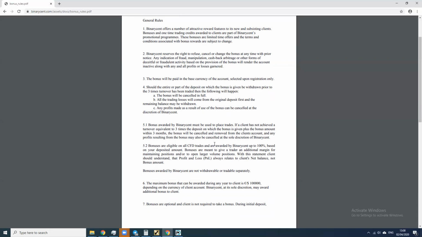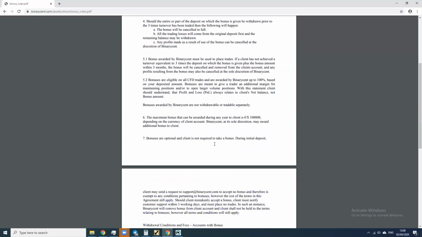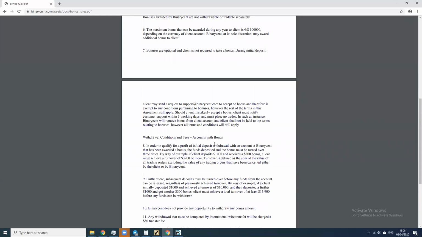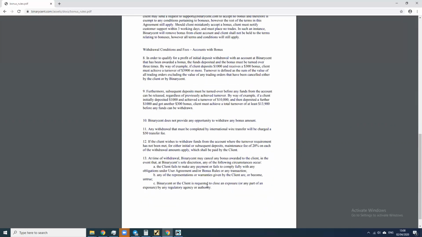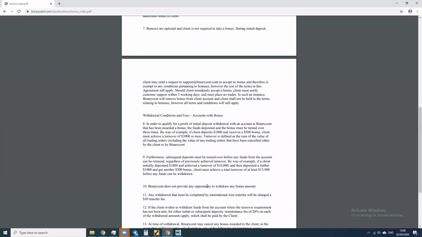Now, when it comes to withdrawing, you cannot withdraw your bonus. You can only withdraw your initial deposit plus whatever profit you made. The bonus is only for leverage. Okay, all right.